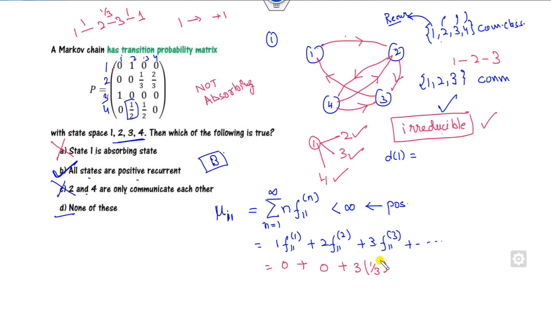And so on. Clearly it will be finite. You can simply see it's finite. So that is my positive recurrent. If 1 is positive recurrent, all are. The right answer is B, the correct option.